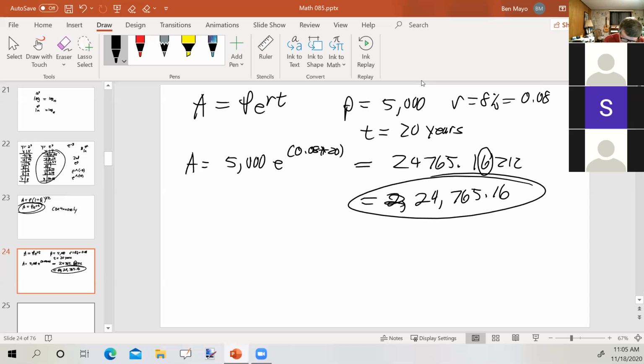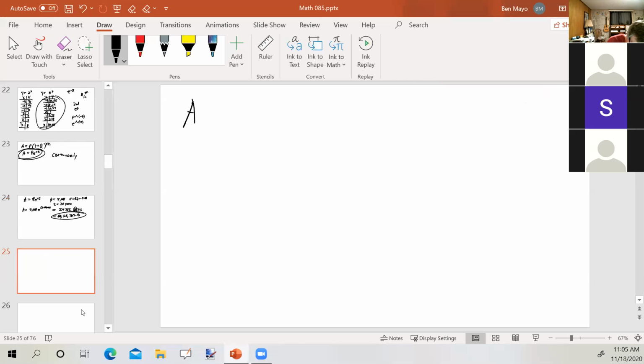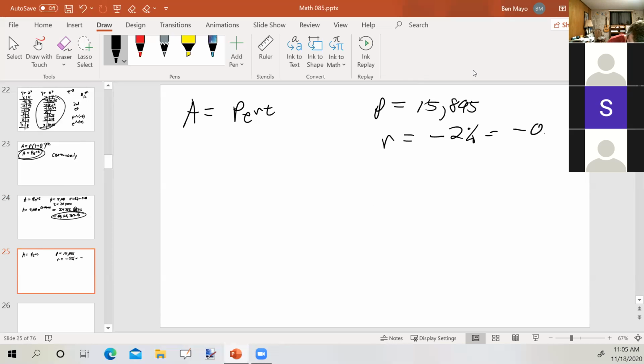Let's take a look at another example. In this case, P is 15,895. R is negative 2%, so that would be negative 0.02, and T is 16 years. So if the interest rate or the rate of growth is negative, what's going to happen here? What do you think is going to happen to our 15,895?